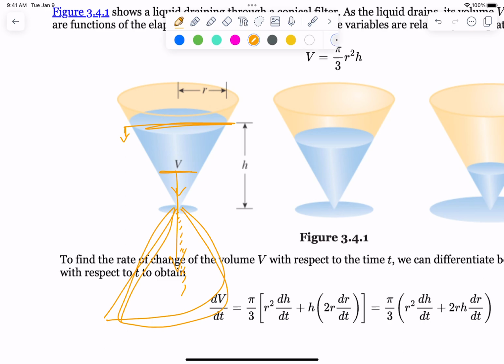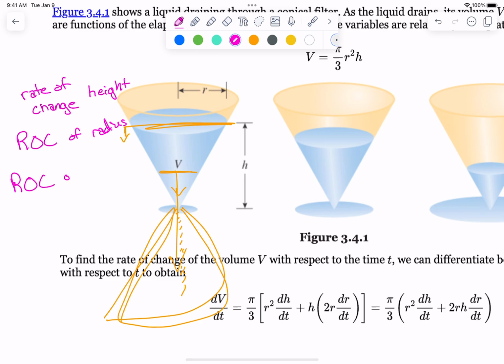So let's talk about three different things. Let's talk about the rate of change of the height. Let's talk about the rate, I'm just going to call it ROC, ROC of the radius. And let's go rate of change of the volume. Okay? The height, the radius, the rate of change of the volume. Okay.